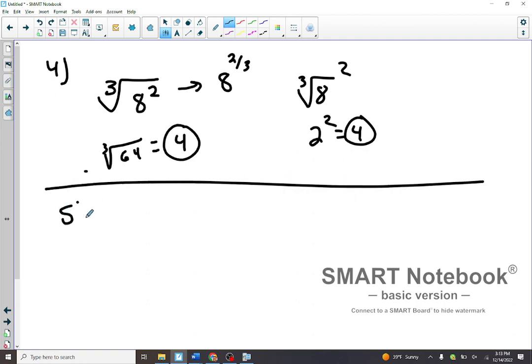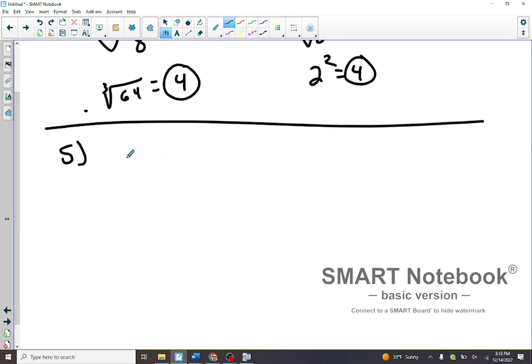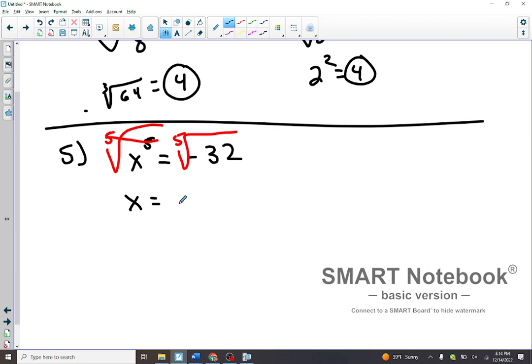Number 5. X to the 5th power equals negative 32. To get rid of a 5th power, what do we do? I have to use a 5th root. But it's a negative. That's okay, because if it's an odd power, odd powers could be negative. So the answer here is just -2.